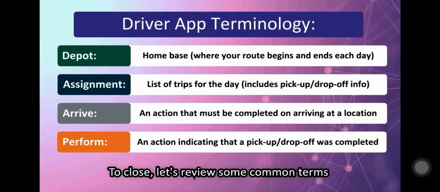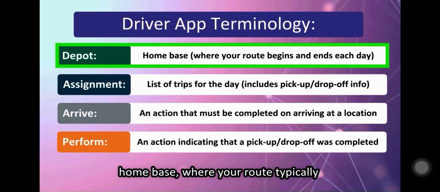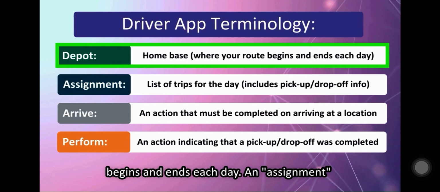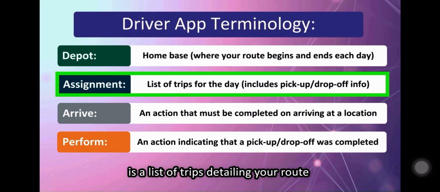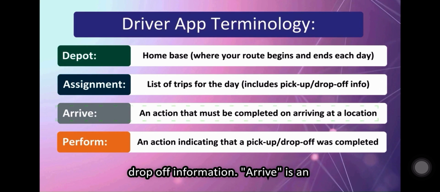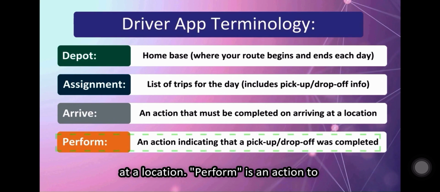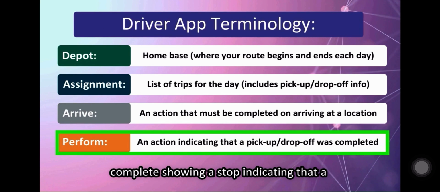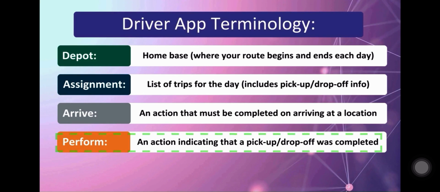To close, let's review some common terms used in the app. Depot refers to your home base, where your route typically begins and ends each day. An assignment is a list of trips detailing your route for the day, including all pickup and drop-off information. Arrive is an action to complete once you have arrived at a location. Perform is an action to complete showing a stop, indicating that a pickup or drop-off has been completed.